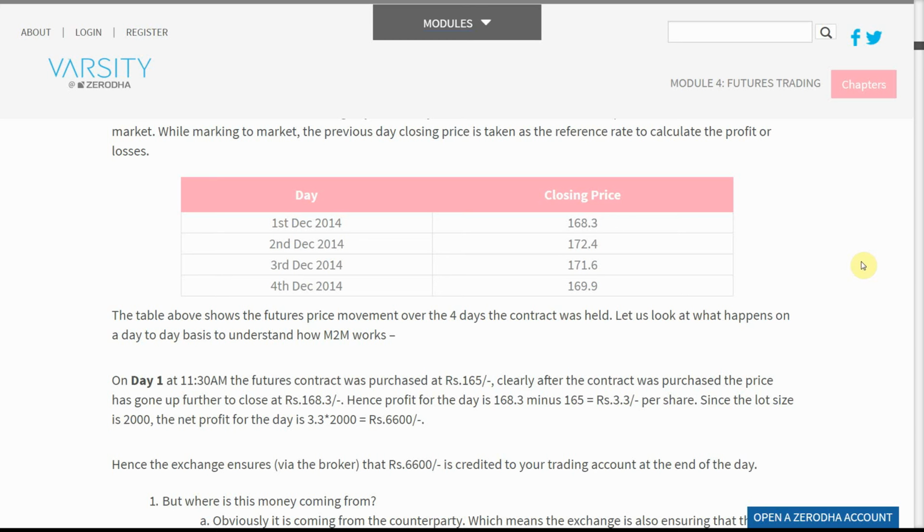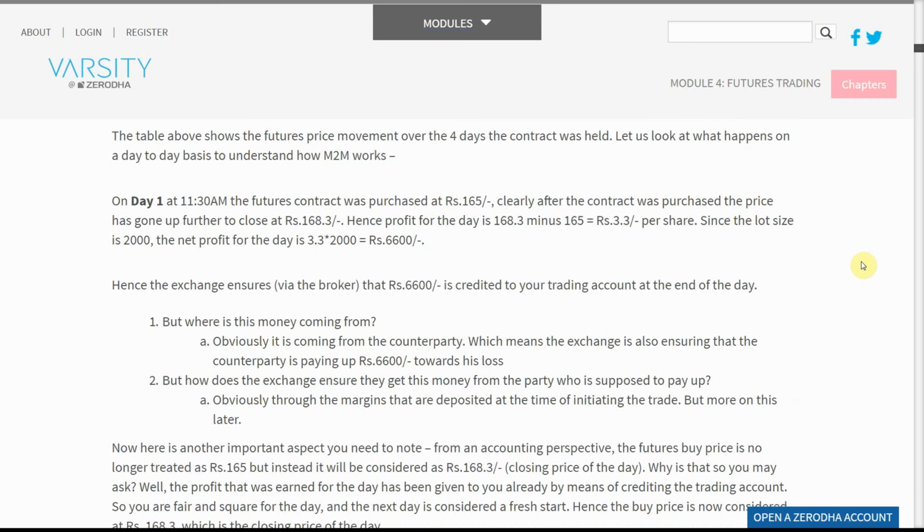On day 1 at 11:30 a.m. the futures contract was purchased at 165 rupees per share. Clearly, after the contract was purchased, the price has gone up further to close at 168 rupees and 30 paise per share. Hence, profit for the day is 168.3 minus 165 equals 3 rupees and 30 paise per share. Since the lot size is 2,000, the net profit for the day is 3.3 times 2,000 equals 6,600 rupees. Hence, the exchange ensures via the broker that 6,600 rupees is credited to your trading account at the end of the day.